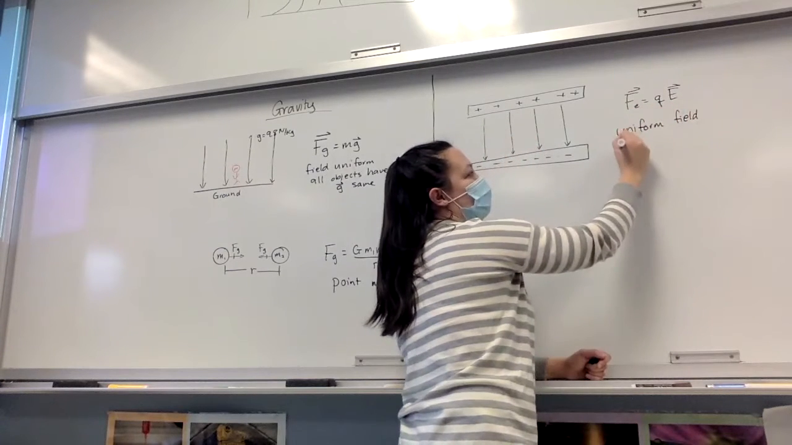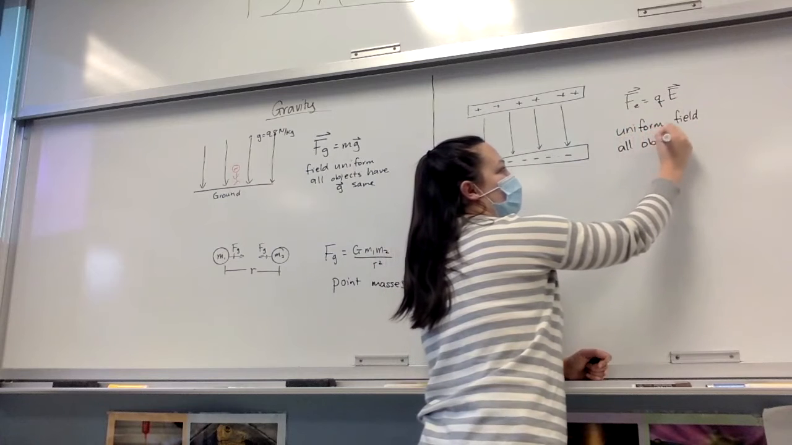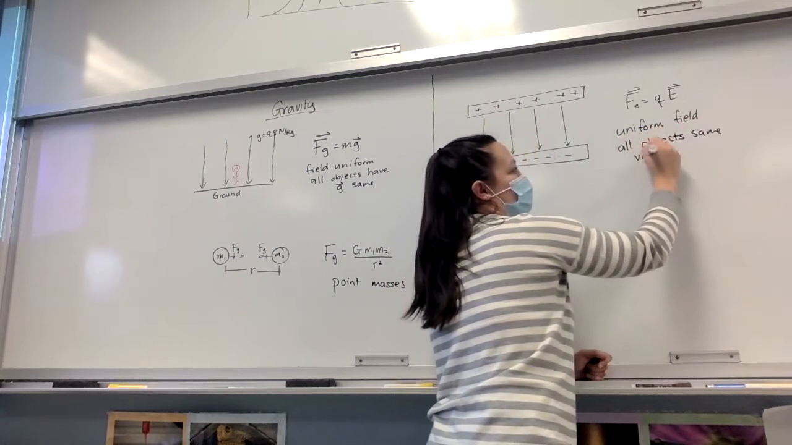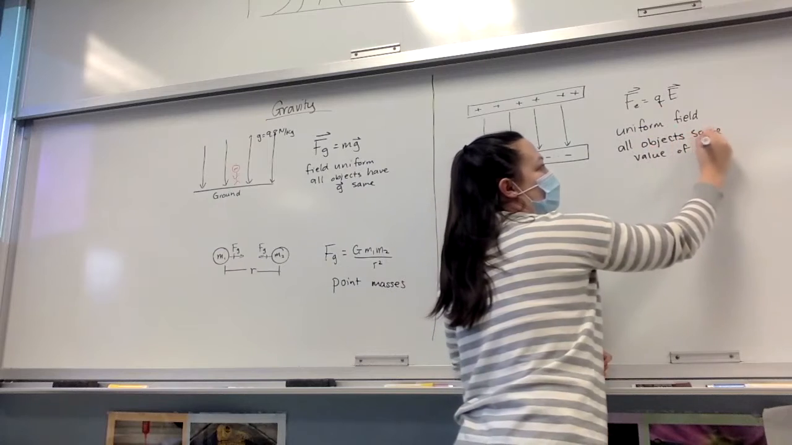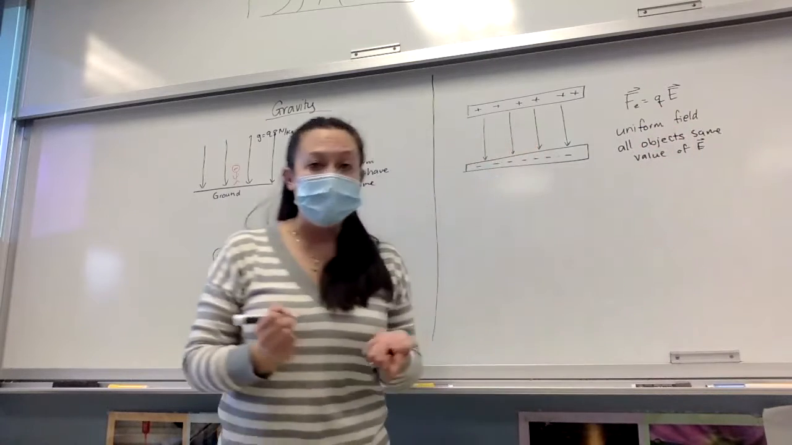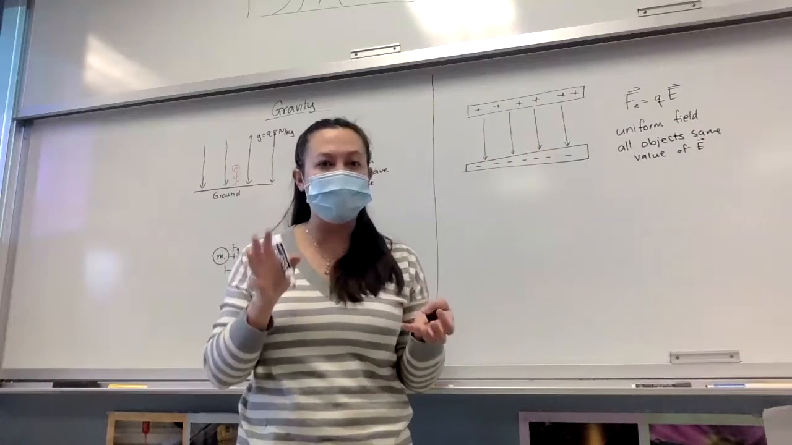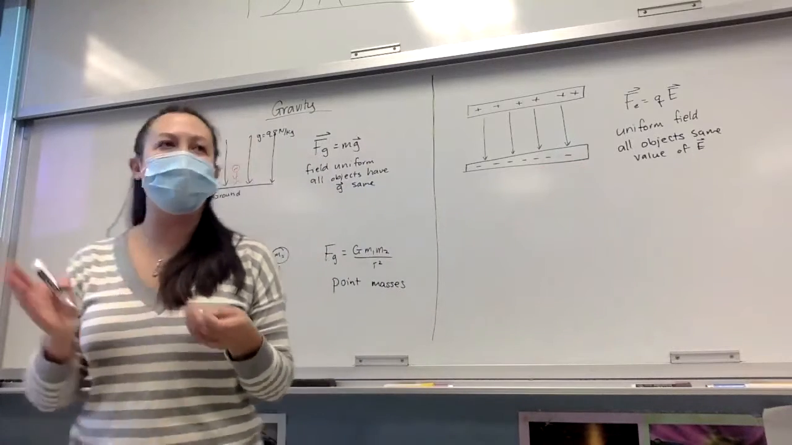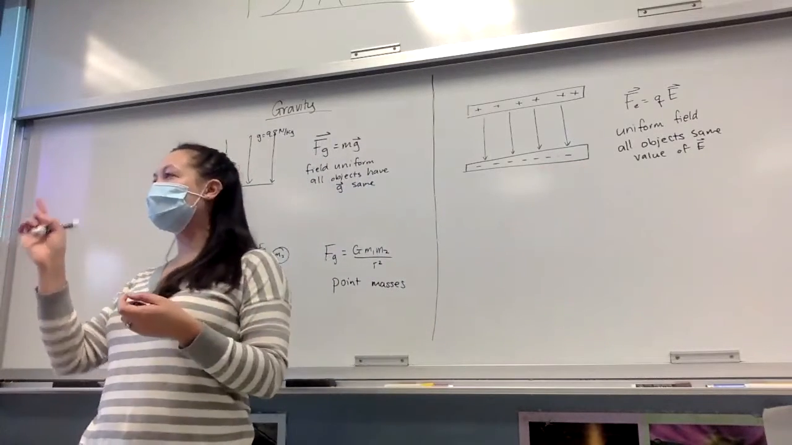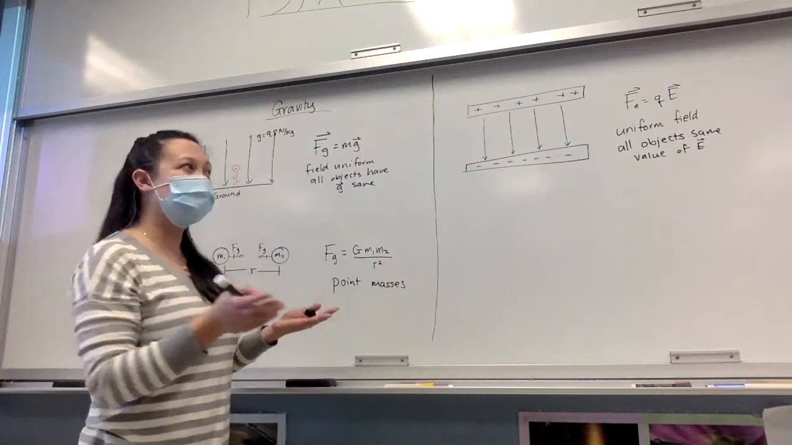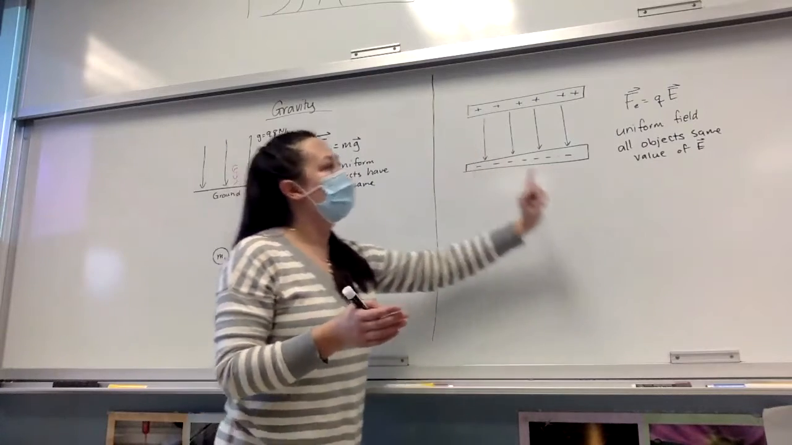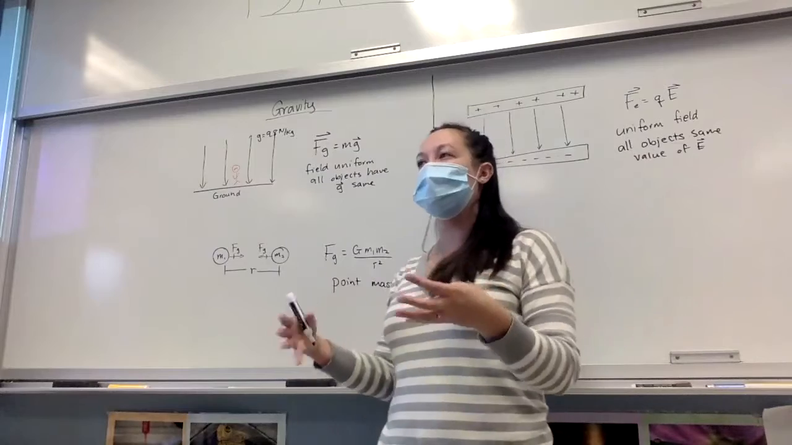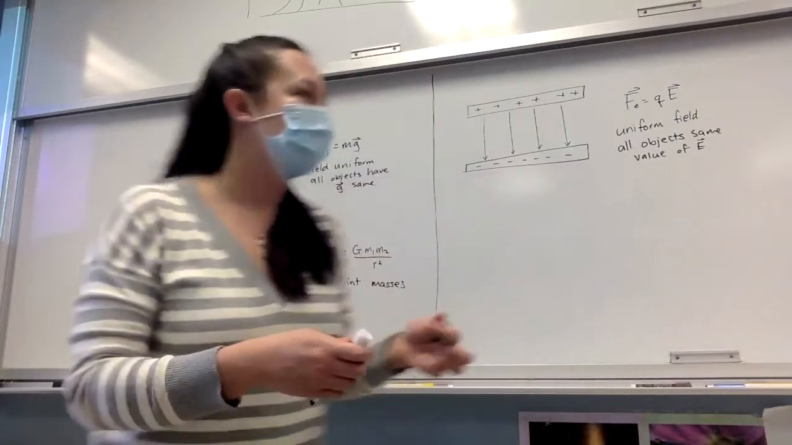And because it's a uniform field, all objects have the same value of E. E is the electric field. Unlike g, where g is 9.8 though, our electric field could be any number. Imagine I could charge the capacitor or I could charge the Van de Graaff generator to basically whatever I want it to be. So unlike before where g was always 9.8, E is just going to be some number that changes in the problem. Okay.